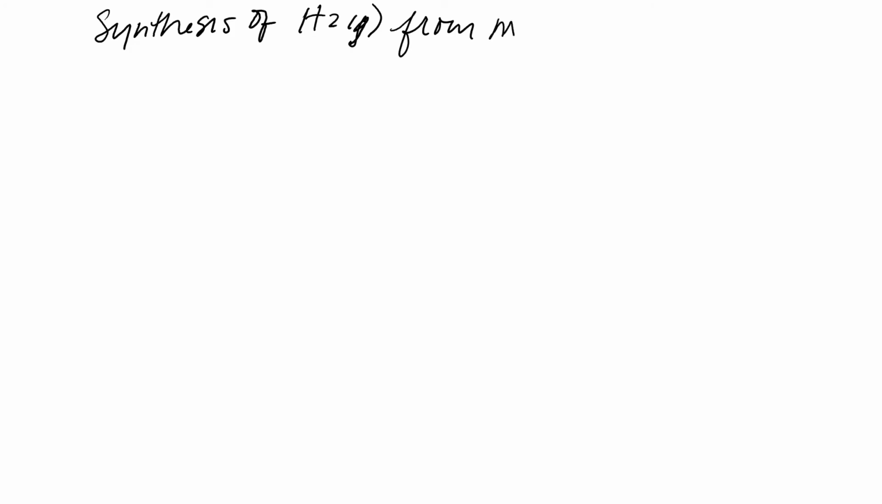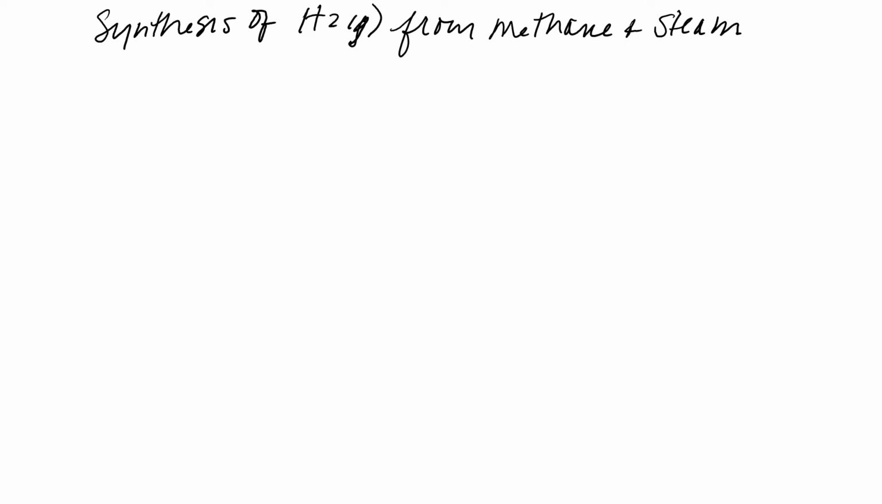Okay, so let's try another one of these. We're going to look at the synthesis of H2 gas, or molecular hydrogen. And this is synthesized from methane and steam or water vapor. And this process is used in the steel industry to remove impurities from molten iron, and in the chemical industry to make hydrogen containing compounds like fertilizers and so forth.